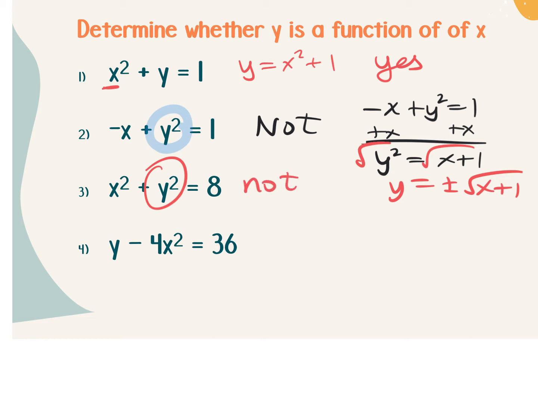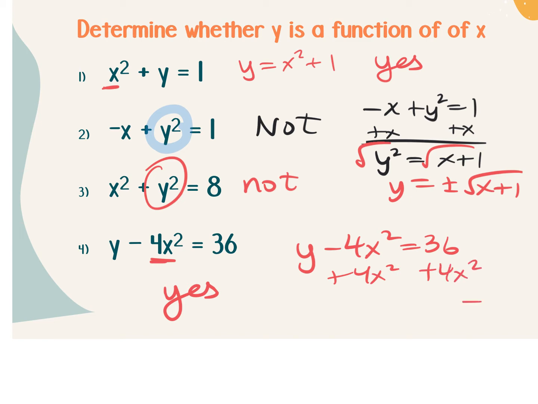And then this one, this is a parabola. When it's an x squared, it's a parabola, it's quadratic. This one's yes. So the x's can be squared, however, the y's cannot. We could rearrange this one and solve it for y by adding the 4x squared. And we get y equals 4x squared plus 36. It's quadratic. All quadratics, which are parabolas, they're functions.